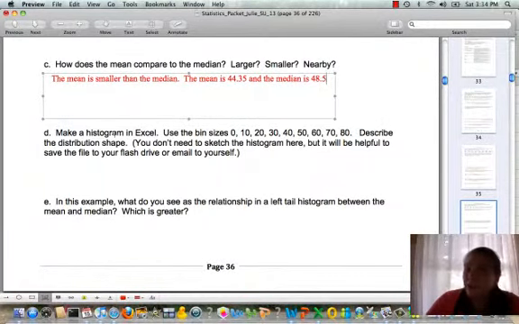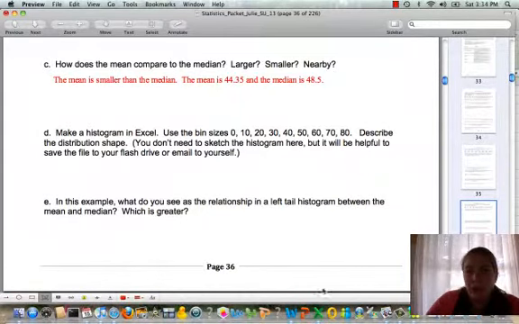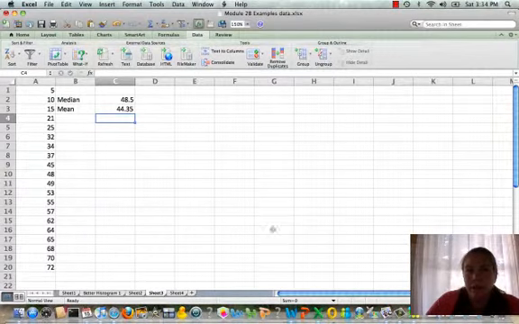The next step is asking us to make a histogram and to count our bins by tens, and then describe what the distribution looks like. Let's go ahead back to Excel and do that. Remember, you may need to type the bin sizes here in Excel in another column. It doesn't matter which column you do it in.